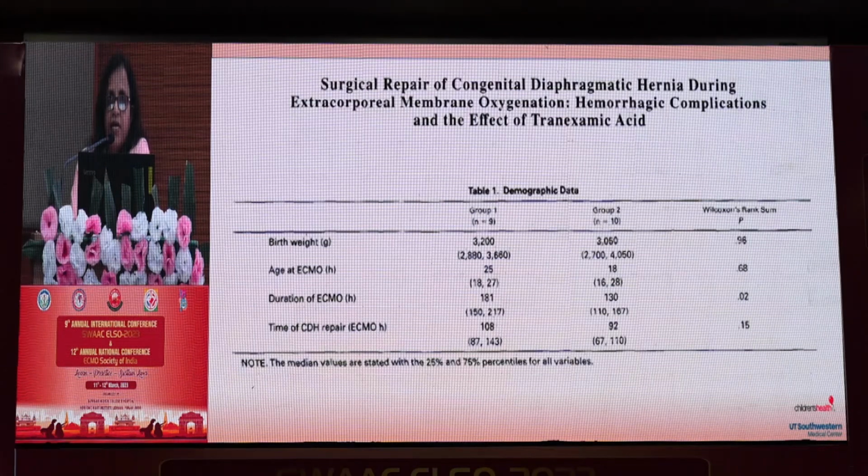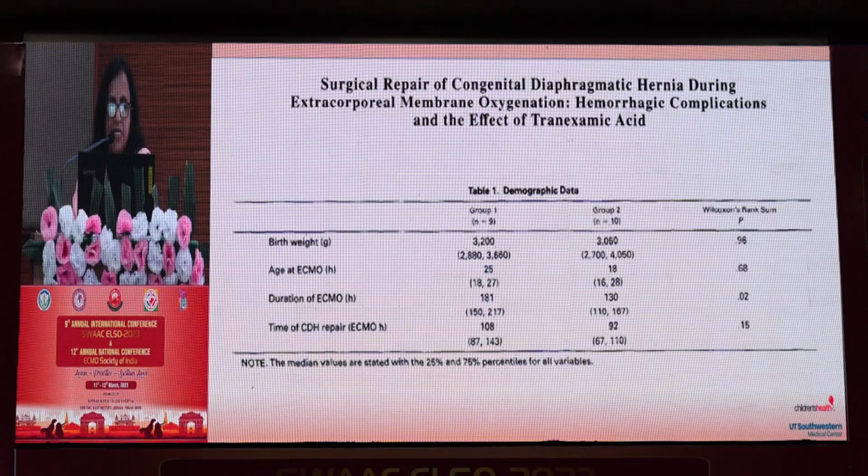Similarly, another experience on repair of congenital diaphragmatic hernia. As I said, we do a lot of neonatal ECMOs in our center, and congenital diaphragmatic hernia patients do end up on ECMO. When you have to repair them while they are on ECMO, you do have to think about what your anticoagulation strategy needs to be. This was another experience from the Netherlands where they had earlier patients between 91 and 92 where they didn't have a protocol of using TXA, and then they changed the protocol from 93 to 95. That was group 2, where they started using TXA, and they looked at what happened.